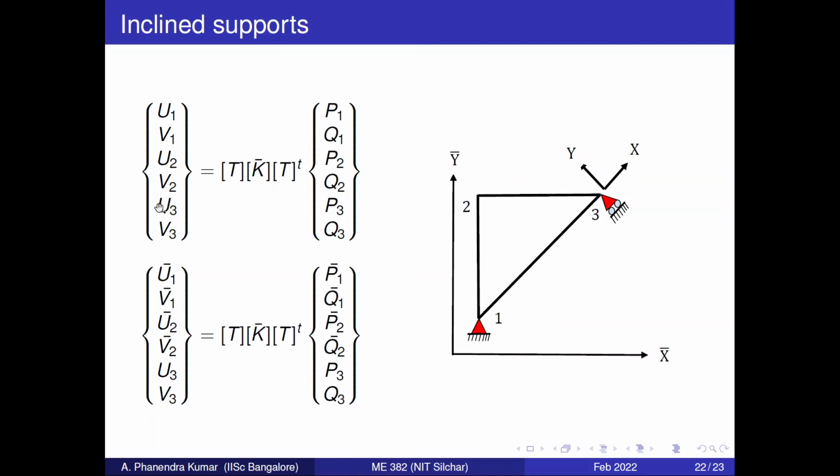These are not same, right? So we will use same U3 and V3. This is T times K bar T transpose. Now similarly for the loads also, as the coordinate system of local and global are same for node 1 and node 2, P1 bar, P1 will be equal, Q1 bar, Q1 will be equal, P2 bar, P2, Q2 bar, Q2. Similarly, P3 and Q3 won't be the same with P3 bar and Q3 bar, so we will use the same P3, Q3.